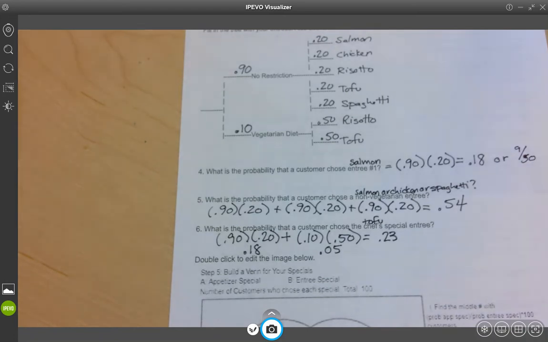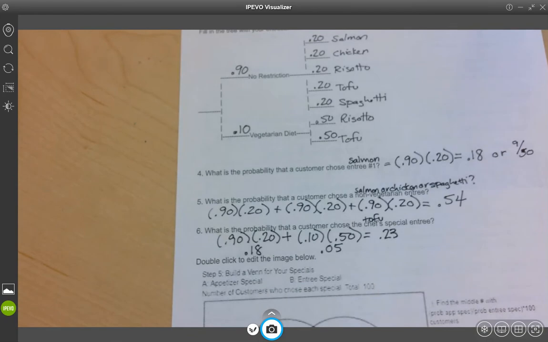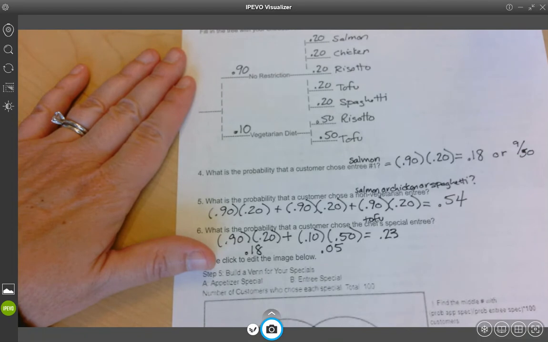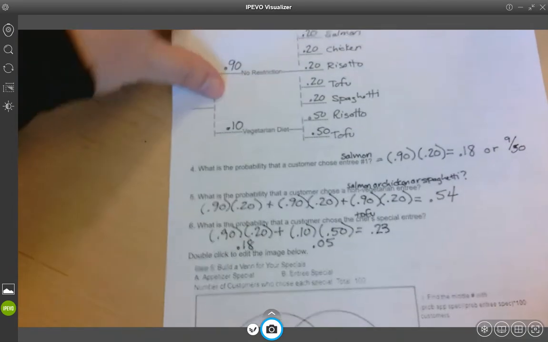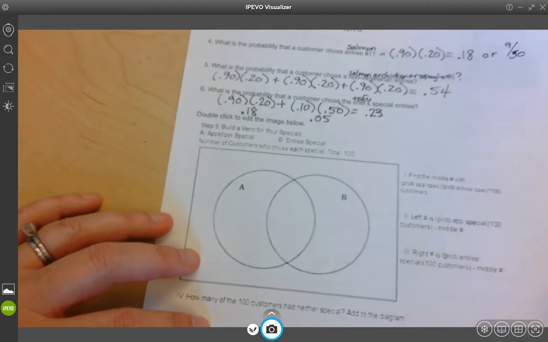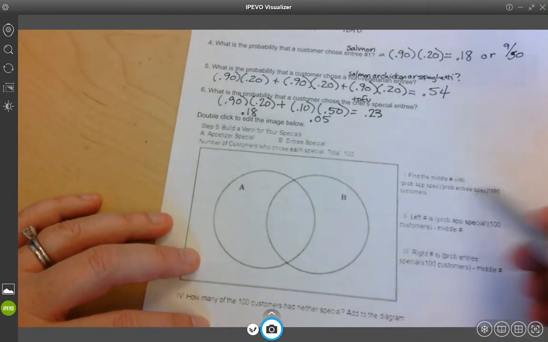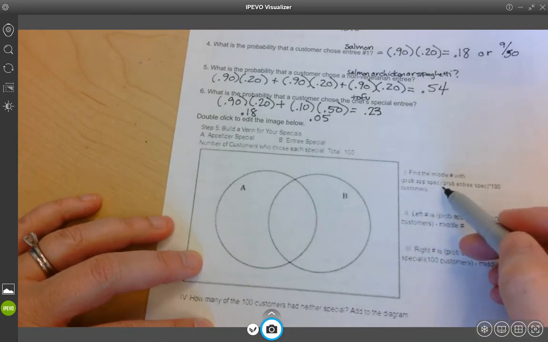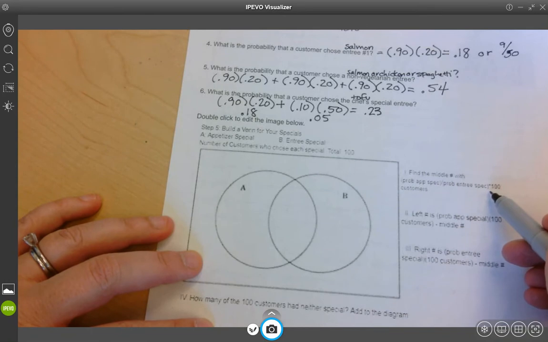All right, creating the Venn diagram this time is a little bit tricky. Because I don't give you exactly what number goes in each spot, but on the side here, I'm explaining it. Are there any questions about the top part before we do our Venn diagram? Okay. So we're going to find the middle number by multiplying the probability that somebody got the appetizer special times the probability that they got the entree special times the 100 customers.